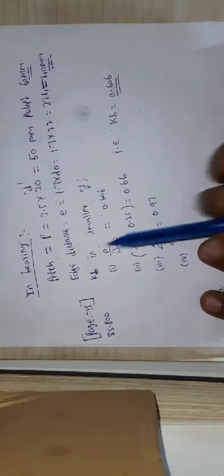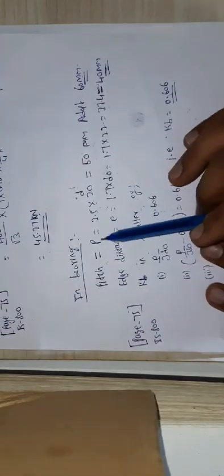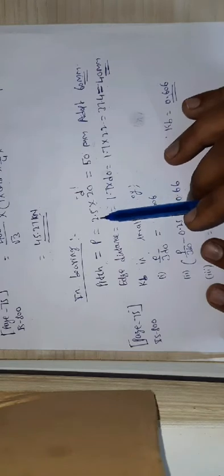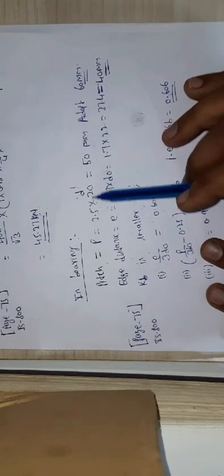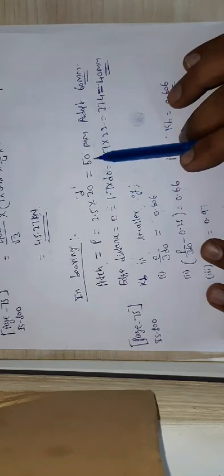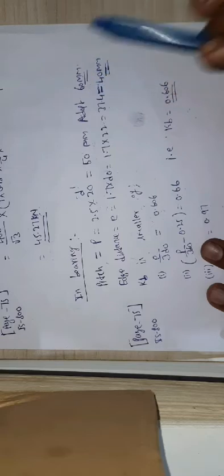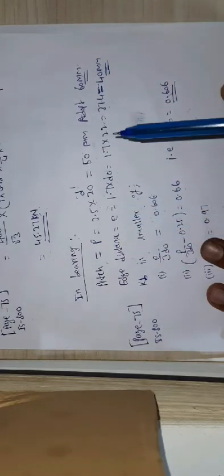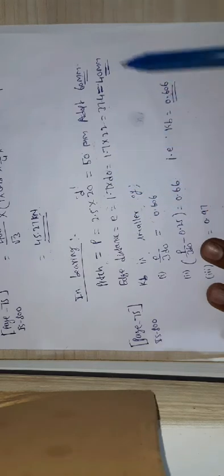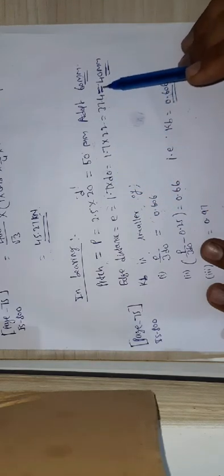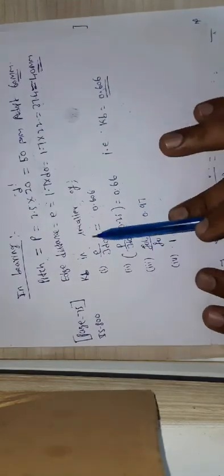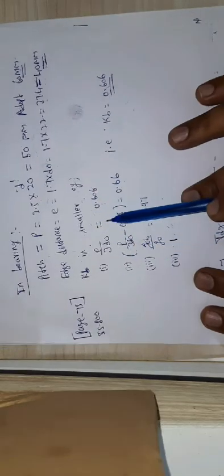For that I need some pitch. You can calculate the pitch by using the relation 2.5 into D, where D is the diameter of the bolt. So 2.5 into D comes to be 50 mm, and I adopted 60 mm. Similarly, I calculated the edge distance. That is E equals 1.7 times D naught, so it is 37.4 mm. I adopted 40 mm.